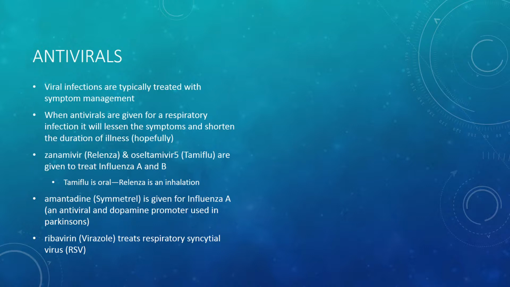Antivirals, of course, are given for the treatment of illnesses that have a viral cause. So viral infections are typically treated with symptom management. They're considered self-limiting, which means they will run their course of a certain amount of days, and then the body will be able to overcome them. When antivirals are given for a respiratory infection, it will lessen the symptoms and shorten the duration of the illness. Hopefully, people tend to have different responses to the administration of antivirals.